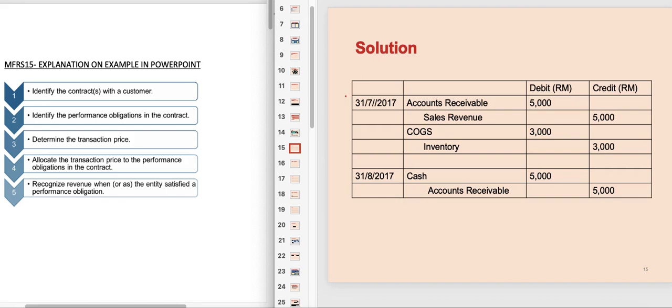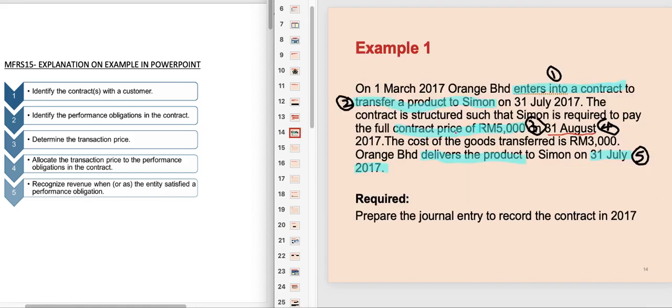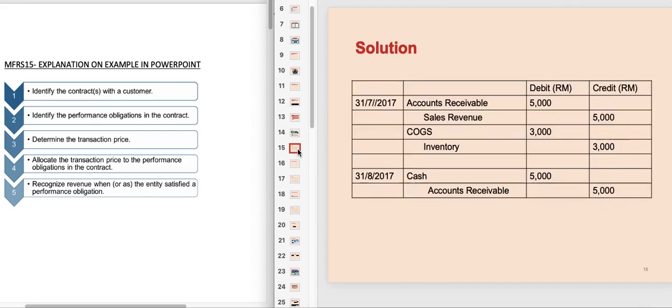Now if we look at the journal entry on 31st July, you can recognize it as a revenue. But you have not received the payment, therefore you will debit account receivable by the amount of the transfer price. The amount of transfer price here is 5,000. Okay, and then you recognize it as a revenue, so you credit sales revenue 5,000.